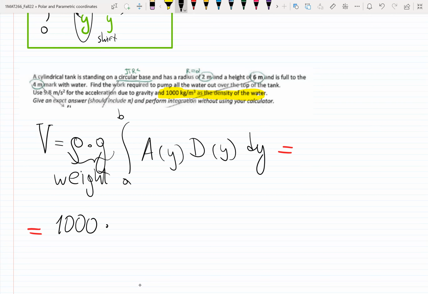Nice. Then g, I think it's 9.8. Here it is. It is 9.8. I was correct. Very satisfying. 9.8. Then the hard part starts.